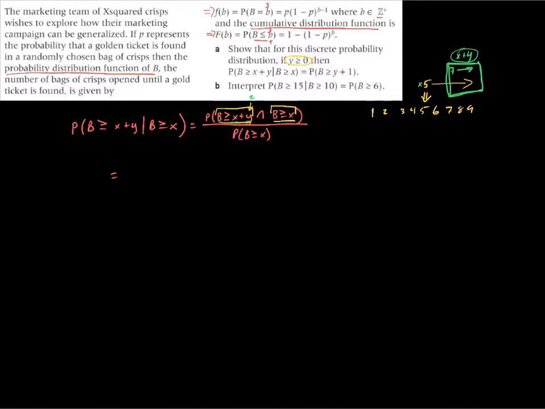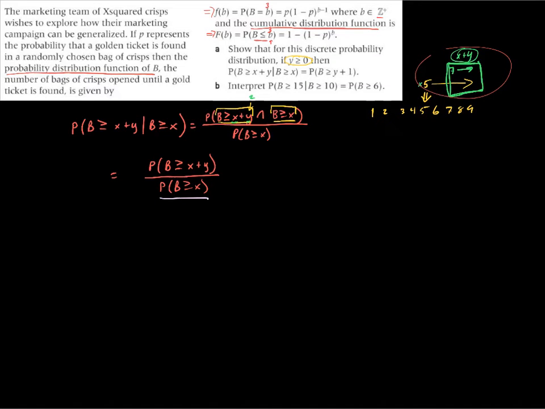I guess next step is that we're going to rewrite the top as just being the probability of b is greater than or equal to x plus y, because that is exactly the same as that intersection, which we could see over here as we talk through and reason through that. Okay, awesome.